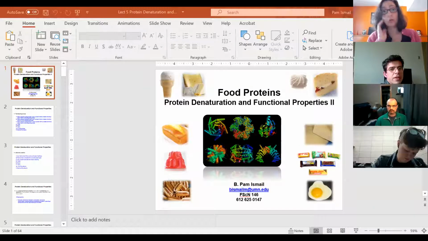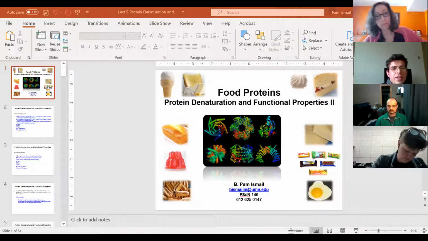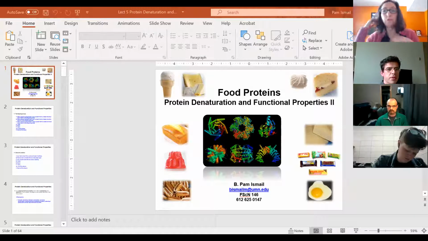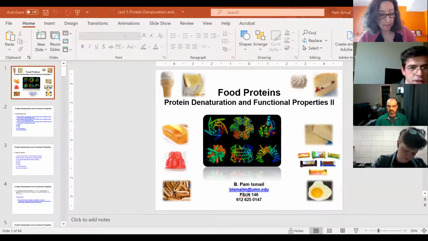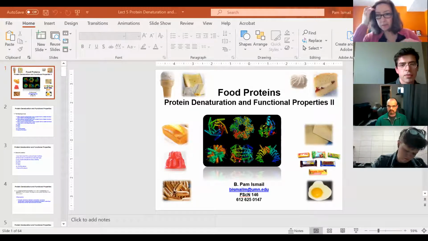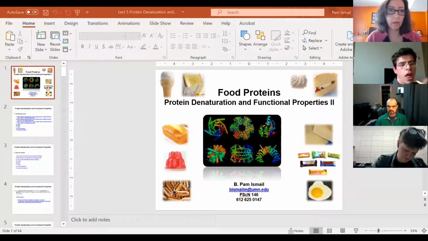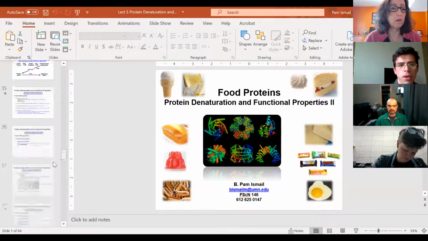Okay, so we'll finish up protein functionality today and move on to enzymes. We'll see how much I can get done with enzymes, then we can determine what's going to be included in the exam next week.